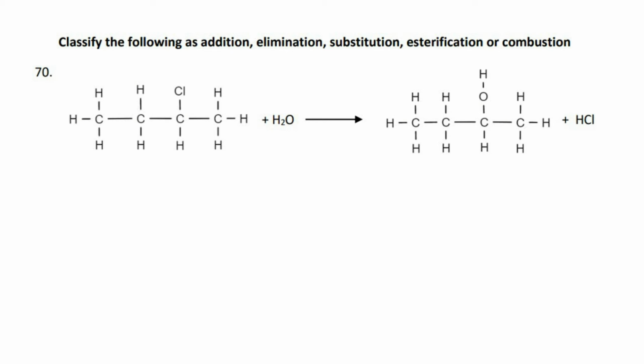Classify the following as addition, elimination, substitution, esterification, or combustion. Okay, so let's see what's happening here. So what actually happens is that, can you see over here we have a Cl, okay? And then in the product, all that's happened is that that is changed to an OH, okay? And you see this is H2O, so it's actually H, you can think of it as H-OH. Okay, so what happens is that this OH replaces the Cl, and then the Cl replaces that OH.